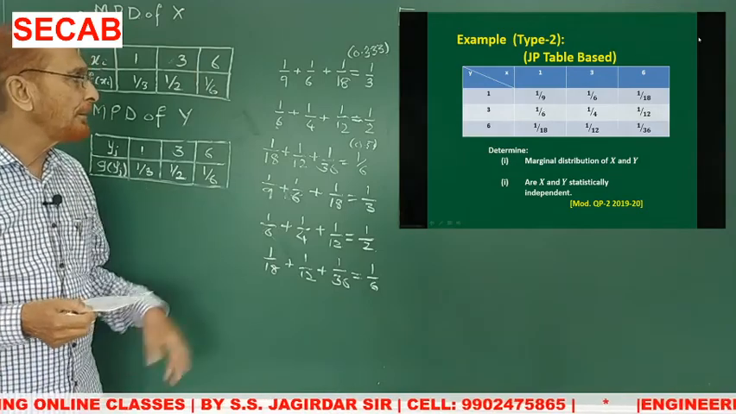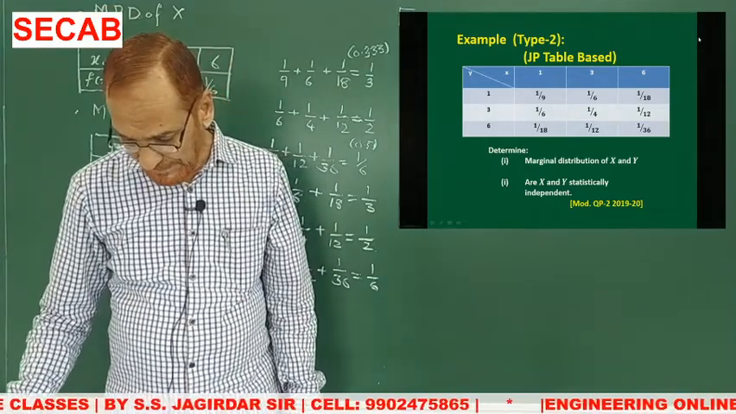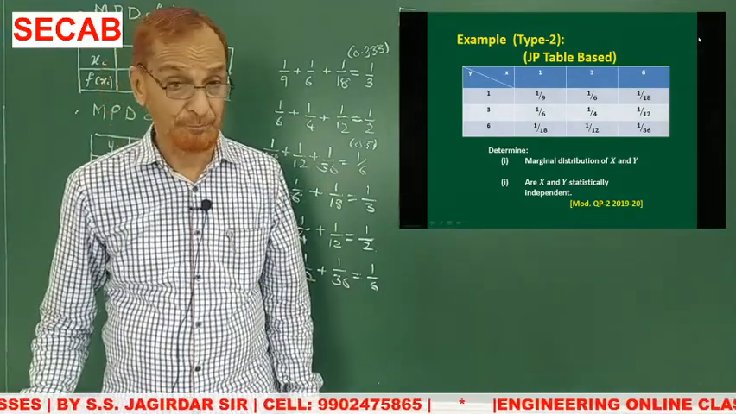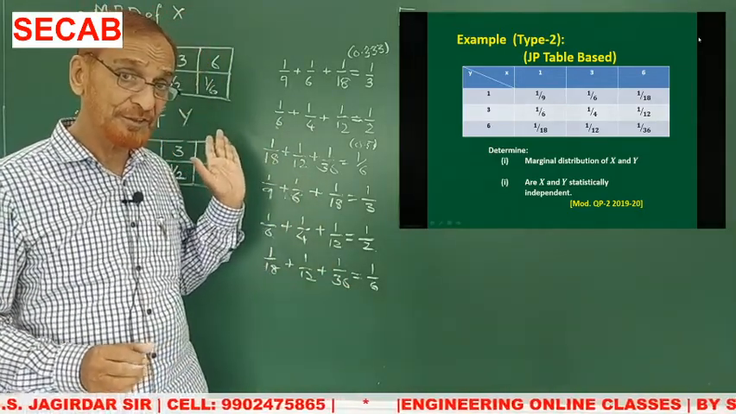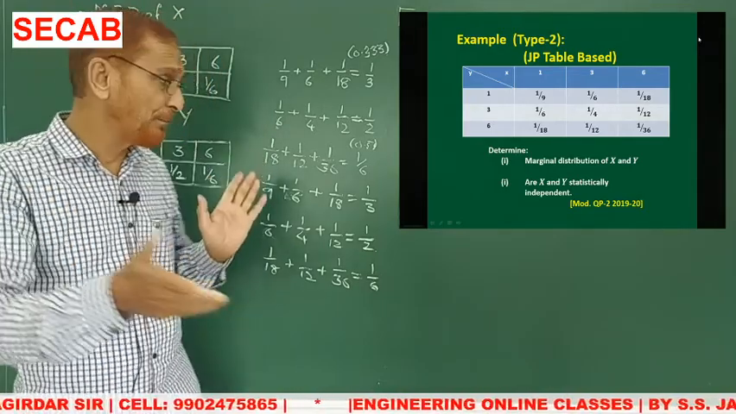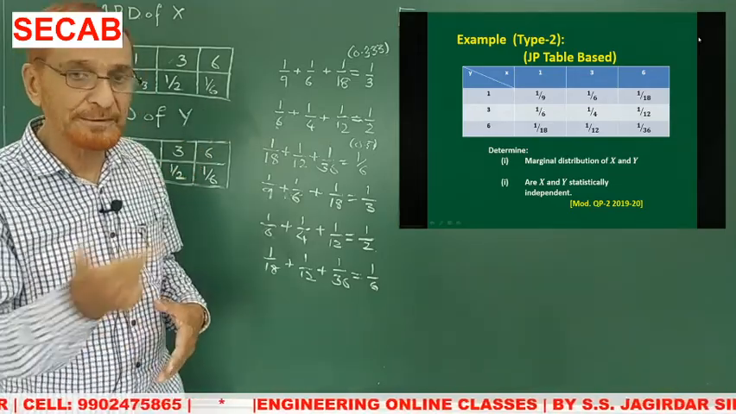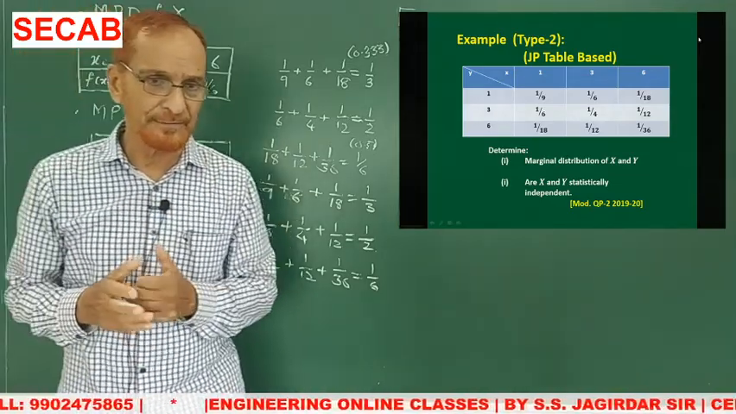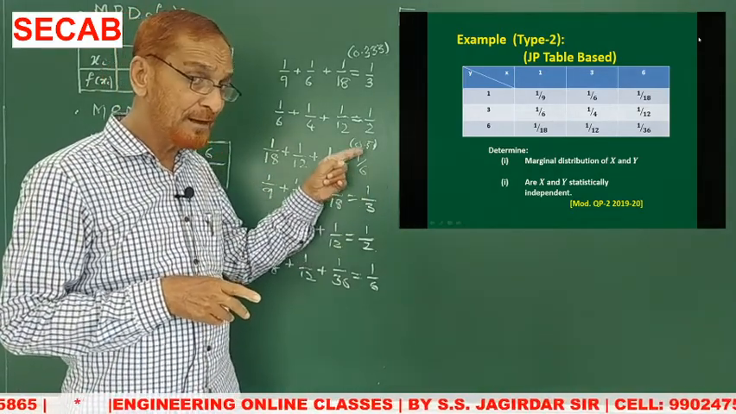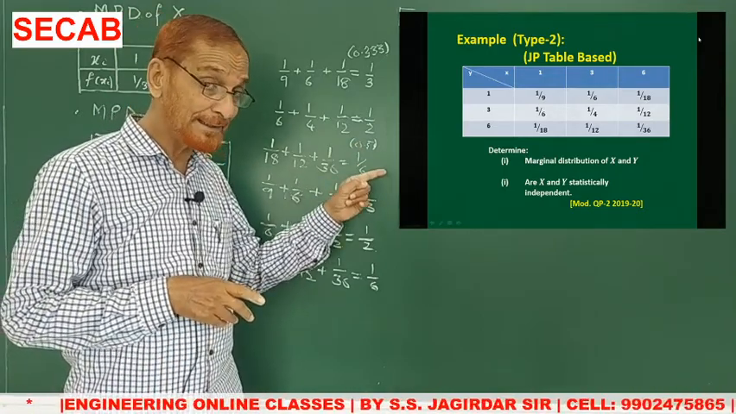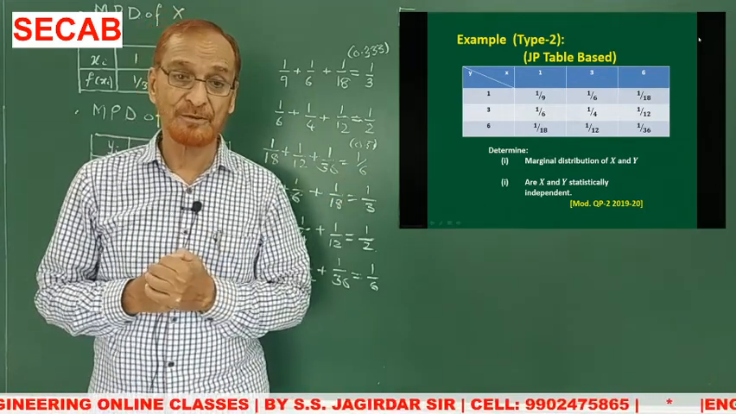Okay. Now, after getting this, we will go for the next part. This we had already calculated, and we have prepared this chart for example 1 also. In most examples, this is the preliminary thing required for all further calculations. But here, the second point is different. The second point is: are x and y, that is, the random variables x and y, statistically independent?